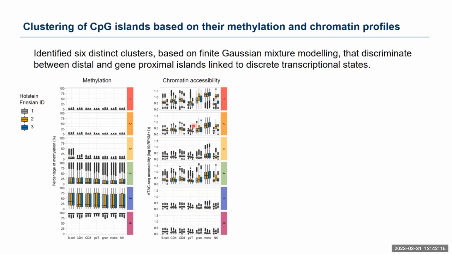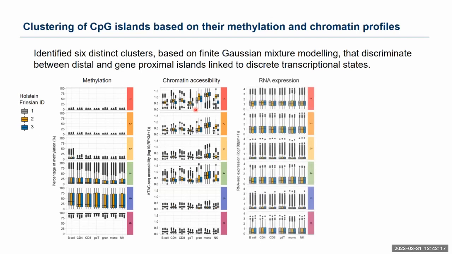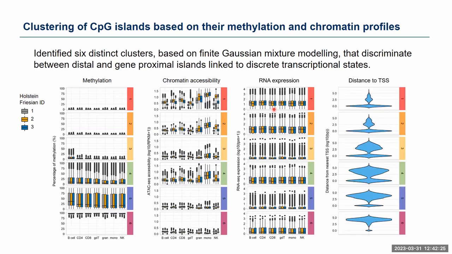And then this is showing the RNA expression of the gene nearest each CpG island. And then finally, the distance of the CpG island to the nearest transcriptional start site. Broadly, I should say that these clusters are ordered by increasing methylation. And so you can see with increasing methylation, you generally get a decrease in chromatin accessibility and a decrease in RNA expression.